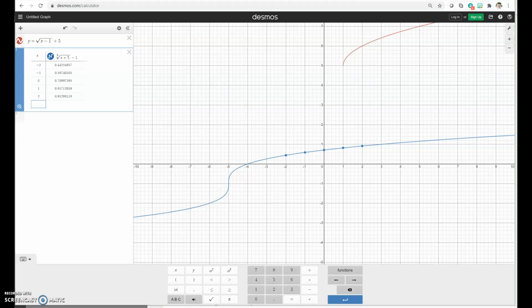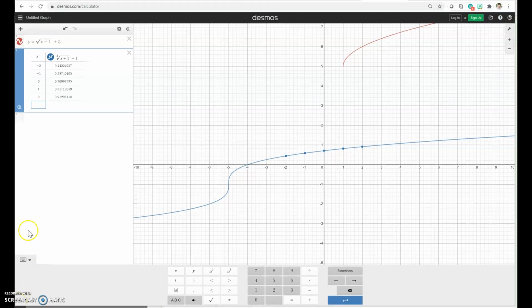The only kind of not great thing about Desmos is that you can't just scroll up and scroll down in the table to find points, which kind of stinks. But you could look at this graph and see like, hey, an x value of -4, I think there's a good number. So if I type in -4, there's a good point. So you can look at the graph and find some points, or you can convert it to the table.